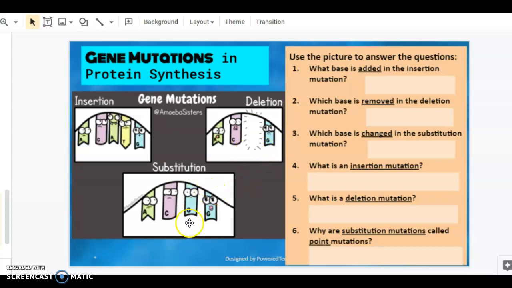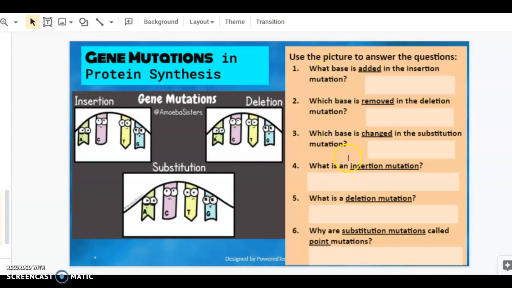Substitution works a little differently. This is a point mutation. In a substitution, one of the original bases gets switched out for a different base. What was supposed to be a T here gets switched out with a G.